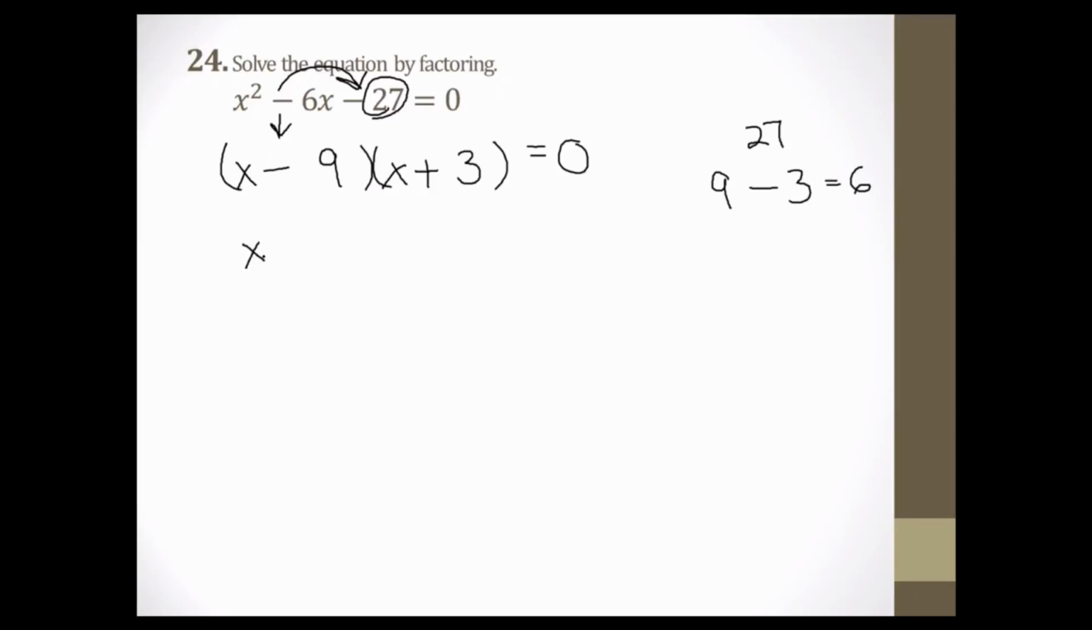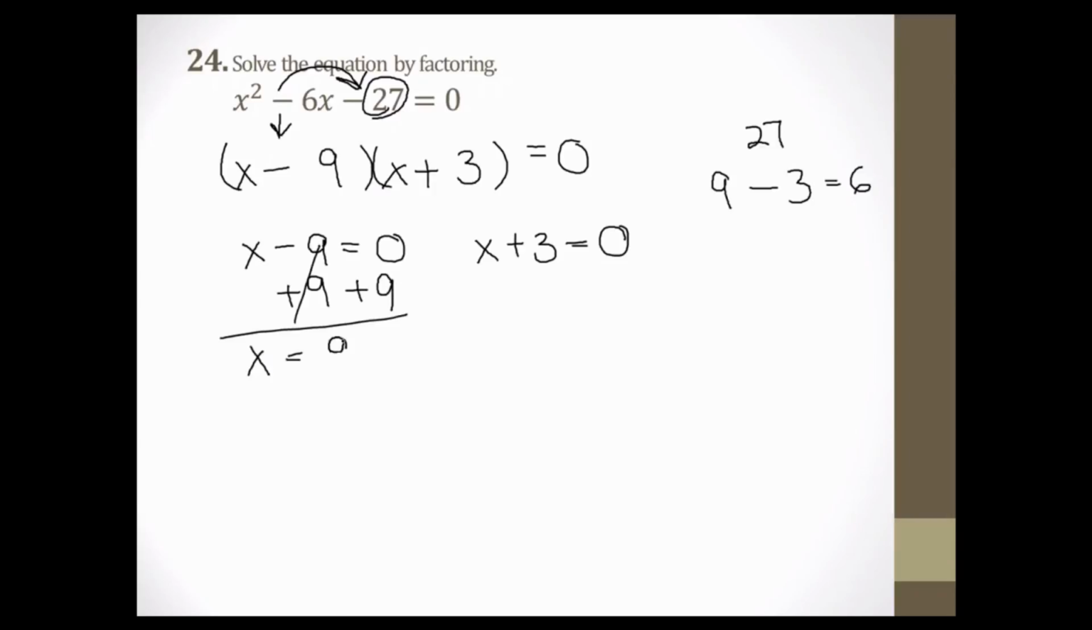The zero product rule means that either one of these two factors should be equal to 0. So we set them each one individually equal to 0 to find the solution. Solving the left side, so adding 9 to both sides, that gives me x equal to 9. And then on the right side, subtracting 3 from both sides, and we get x is equal to negative 3.